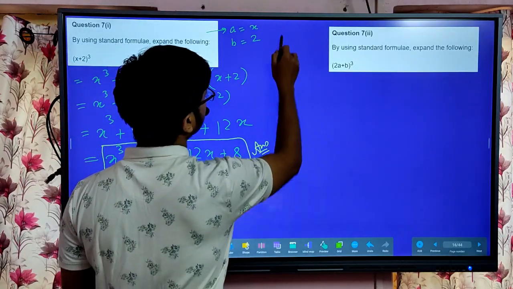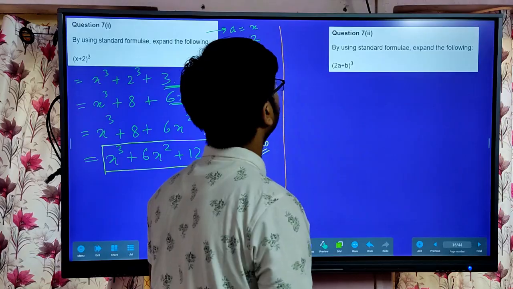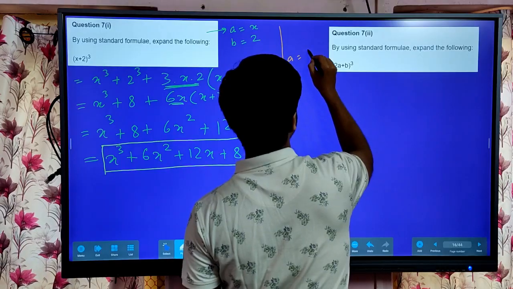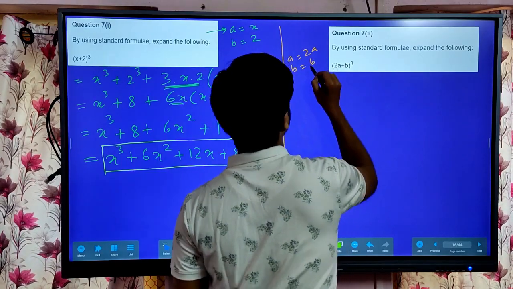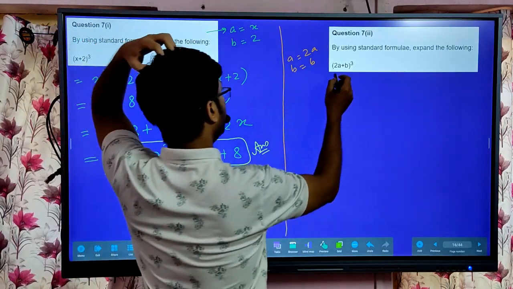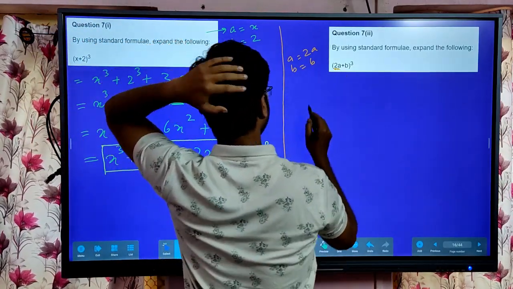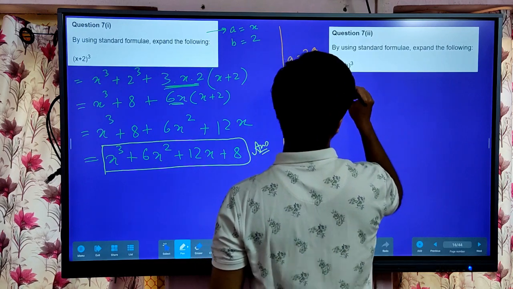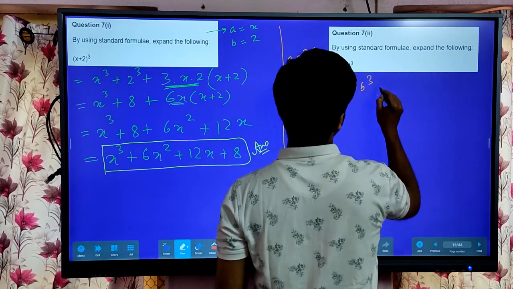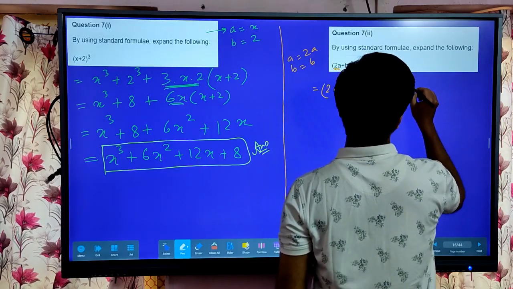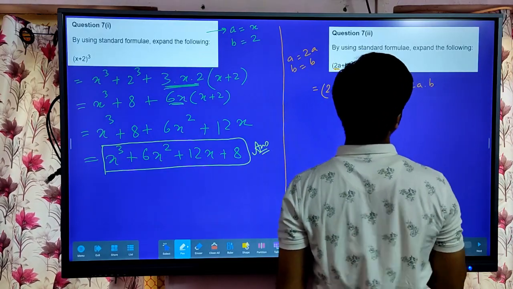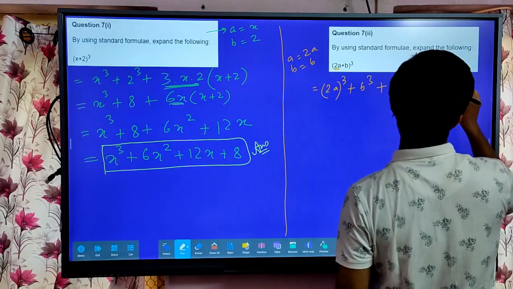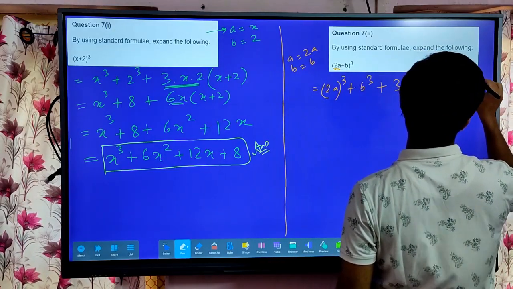You see here it is 2a plus b whole cube. So actually in this question your a is 2a and your b is same as b. You try to understand this. This is your new a, 2a. Okay, so you will be doing a plus b whole cube, that is 2a cube plus b cube is same, b cube plus 3ab. 3 into a, here 2a, b is b itself, 3ab into a plus b, a is 2a plus b.